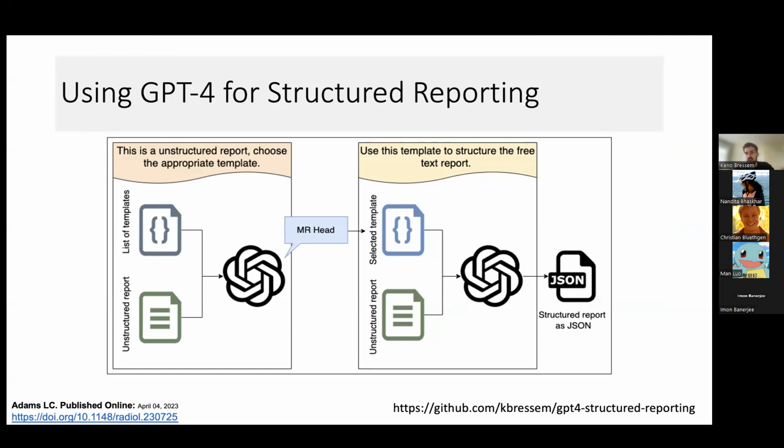Then we provided it with that set template, and again with the unstructured report, and asked it to use this template to structure the free text report, and GPT did so, and created a structured JSON output, which we then could use, for example, to convert into a table.